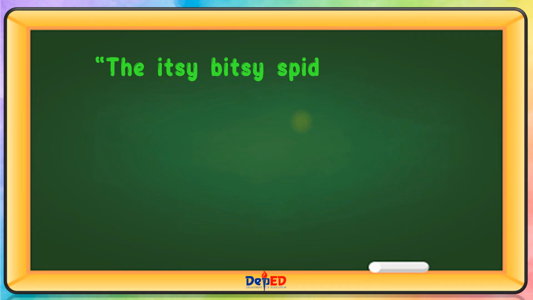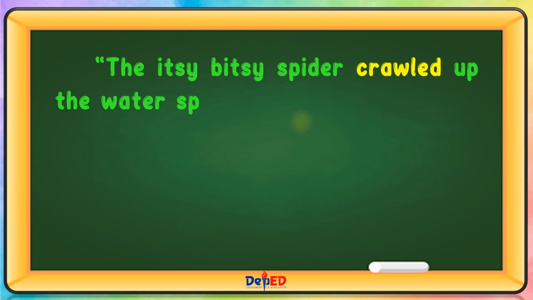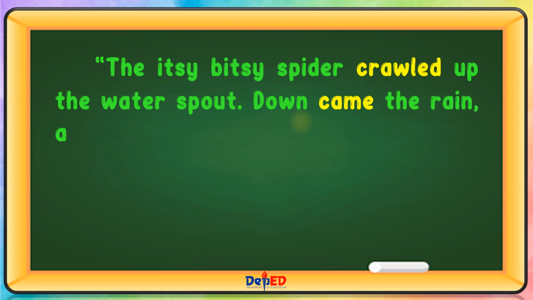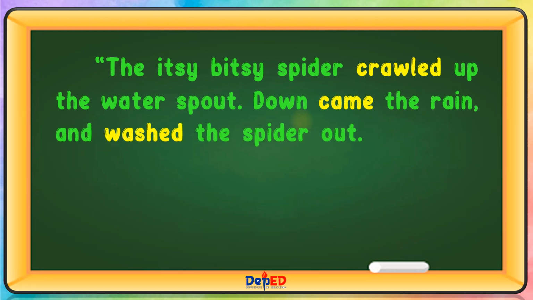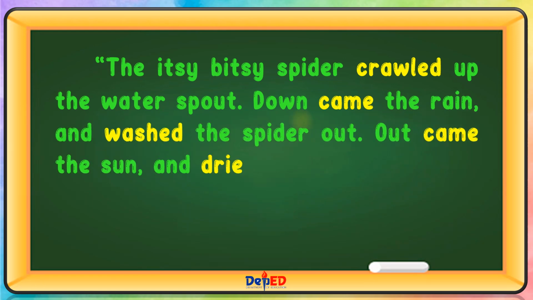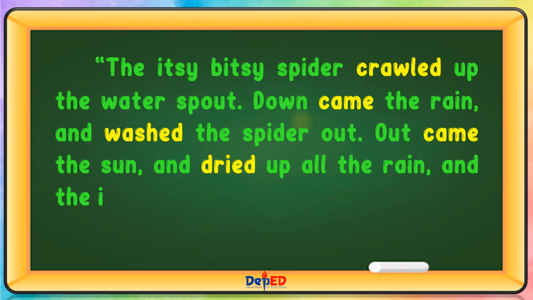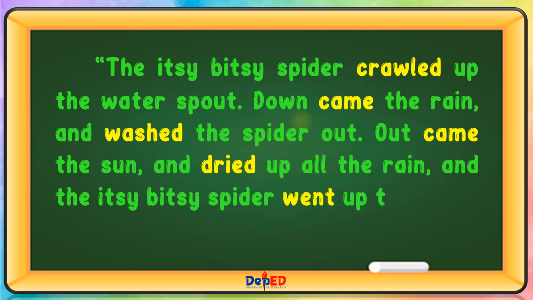The itsy-bitsy spider crawled up the water spout. Down came the rain and washed the spider out. Out came the sun and dried up all the rain, and an itsy-bitsy spider went up the spout again.